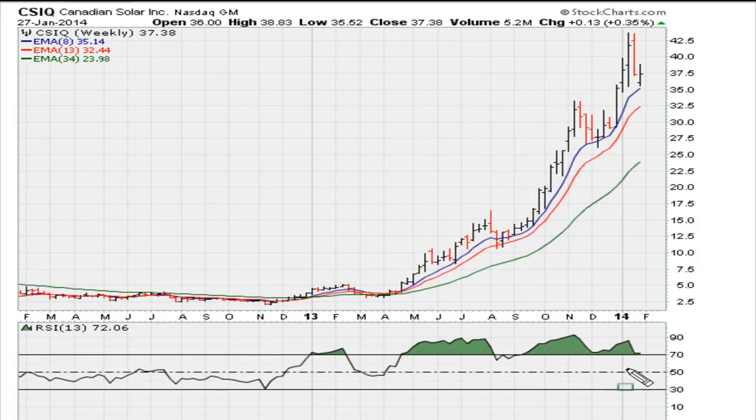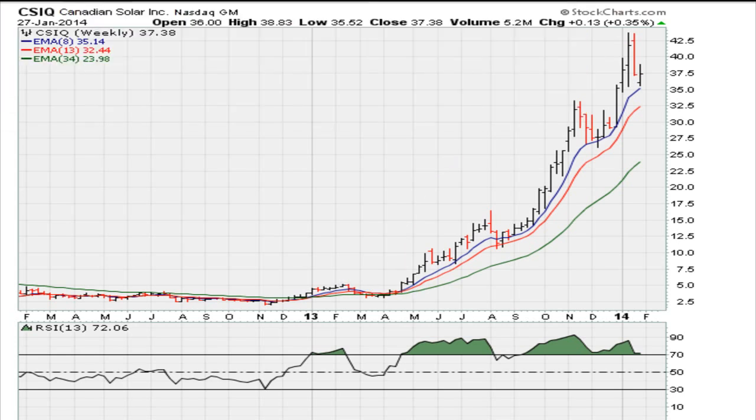CSIQ, since April of 2013, the stock broke out somewhere here in April. So you can either use this breakout or you can use this breakout. Whichever breakout you use, one or the other, you're going to get an entry point. And so let's say the breakout took place at $5. The stock would eventually go from $5 all the way to $42 in under 9 months. So that's a big move.